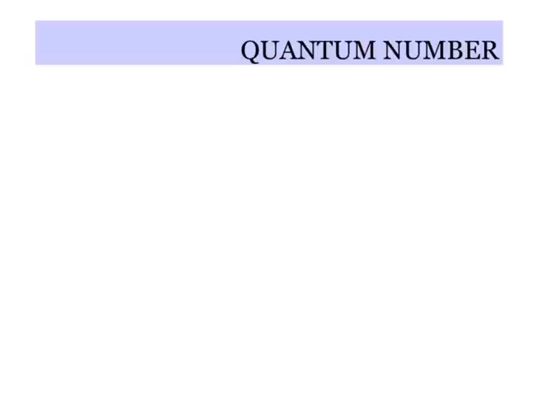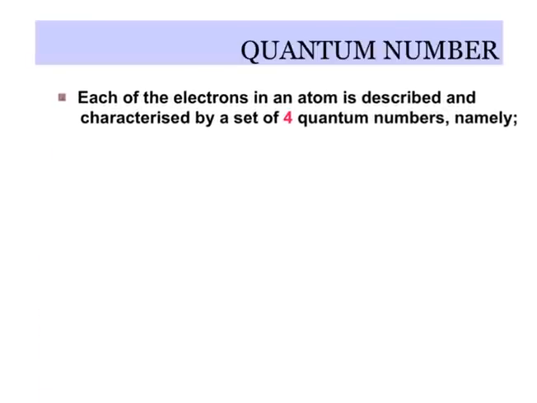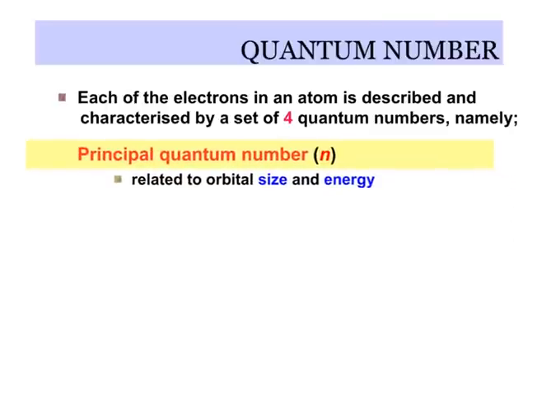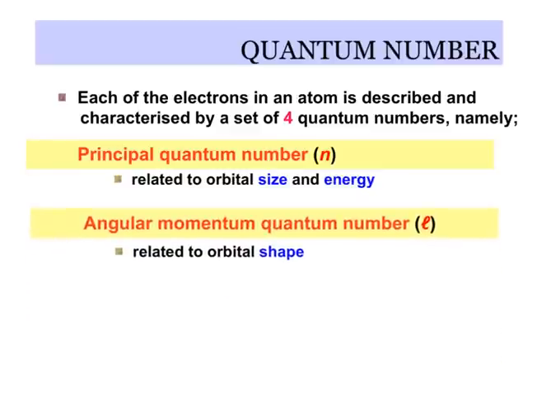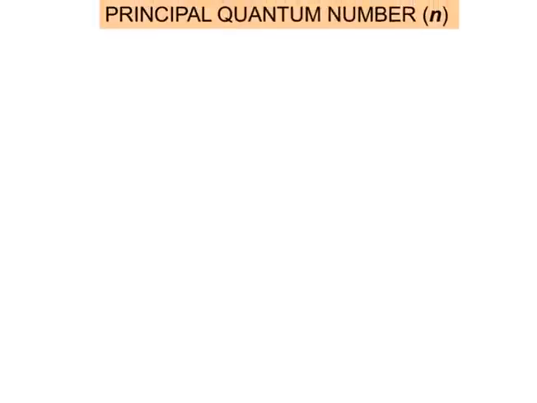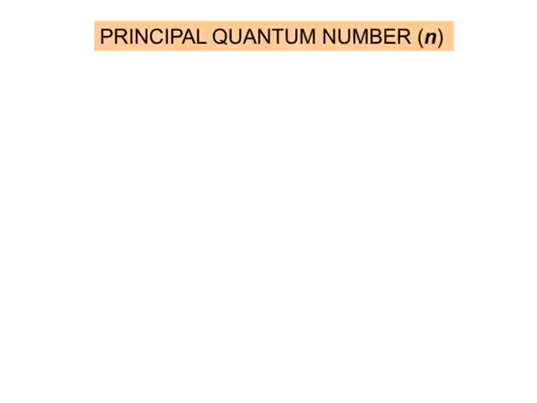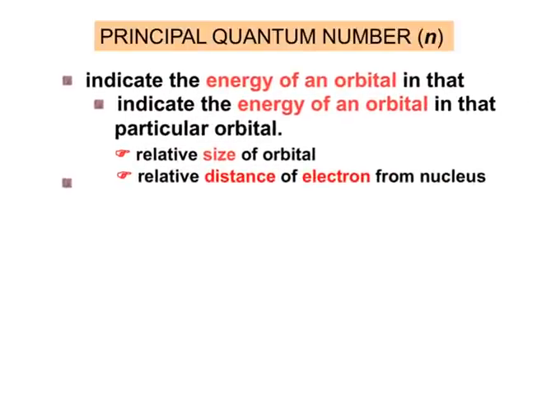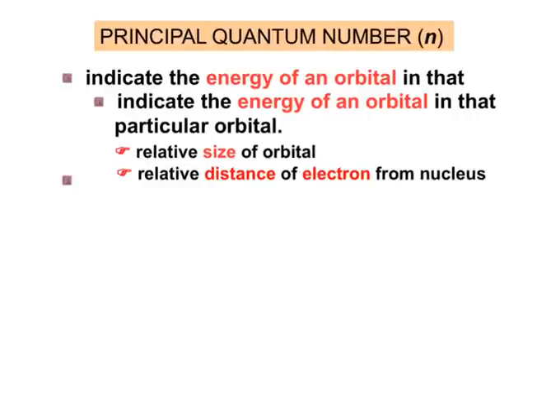Quantum numbers may be defined as a set of 4 numbers with which we can get complete information about all the electrons in an atom. They tell us the address of the electron, such as the size and energy of orbitals, orbital shape and orbital orientation, and the motion of the electron. The first quantum number is the principal quantum number n. It tells the main shell in which the electron resides, the energy of that particular electron, and the approximate distance of the electron from the nucleus. The value of n is a positive integer.